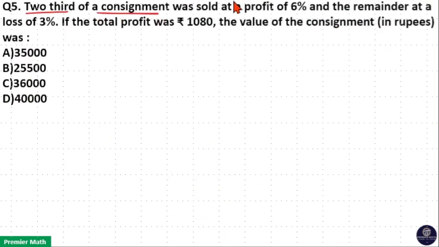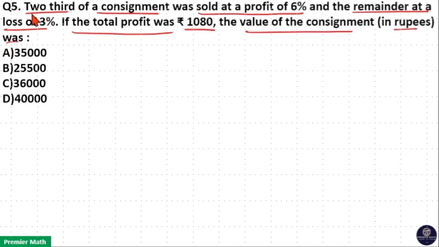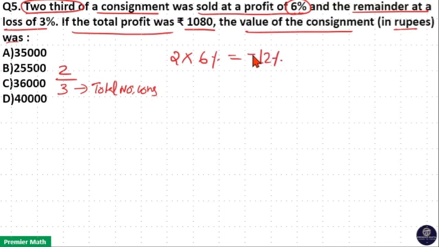Two-thirds of a consignment was sold at a profit of 6% and the remainder at a loss of 3%. If the total profit was 1080, the value of consignment in rupees was. Here, two-thirds of a consignment reflecting the total number of consignment. That is, here consider 3 units as the total number of consignment. Then out of this 3 units, 2 units sold at a profit of 6%. So total profit from these 2 units is equal to 2 into 6%, that is 12%. Now this is profit.